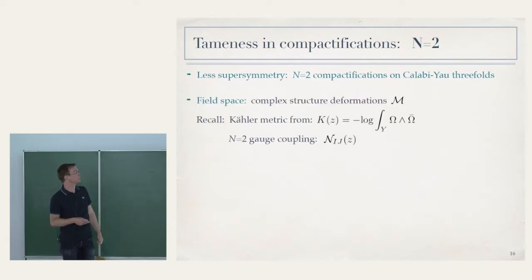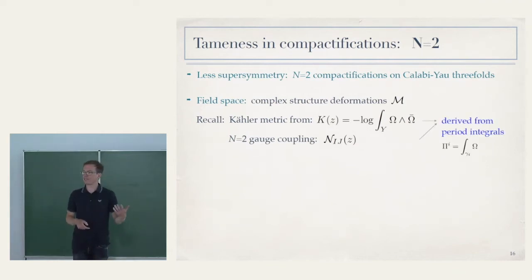Calabi-Yau compactifications. If you look at Calabi-Yau compactification, you get N=2 theories in four dimensions, and we can compute the Kähler metric, the metric on the moduli space, and the gauge coupling function. And the important fact is that they are all derived from one underlying set of functions, which are so-called period integrals. What are period integrals?